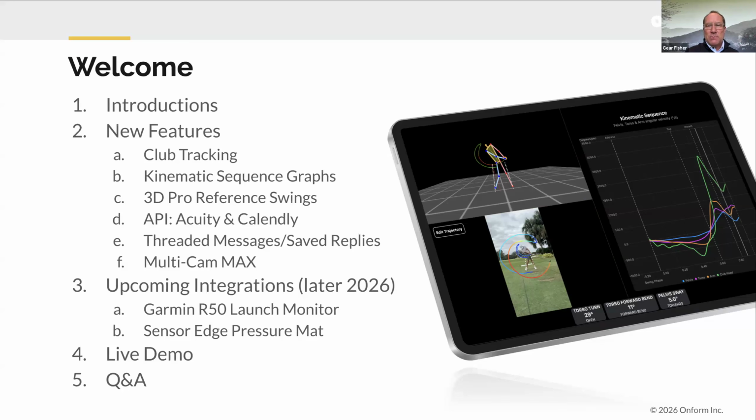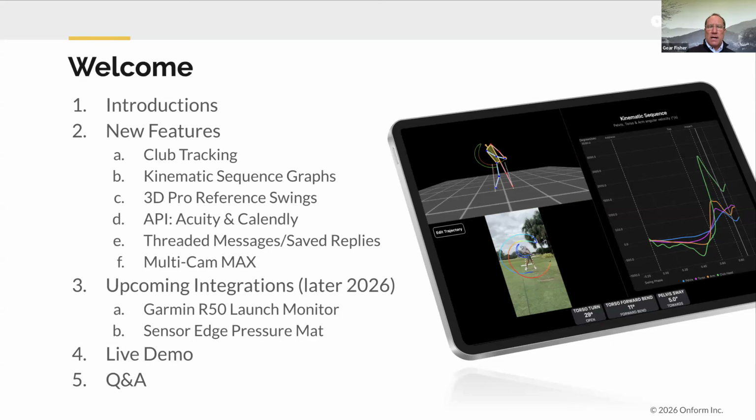We decided the best approach is to just make it easier for you to see your calendar in Onform. So using APIs, in other words, back-end connections, we're going to allow you to connect your calendar into Onform. I'm going to show you that here in a little bit. We've started with Acuity and Calendly because those are two of the most commonly used products among our coaches, and we plan to add others like PGA Coach, many others over time.